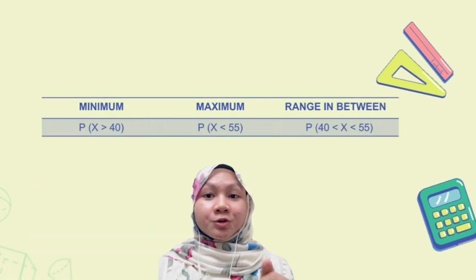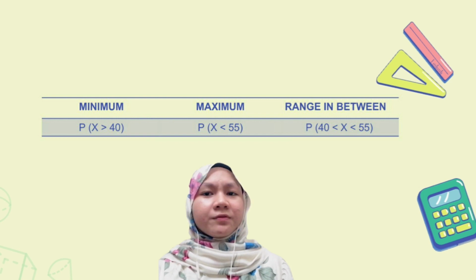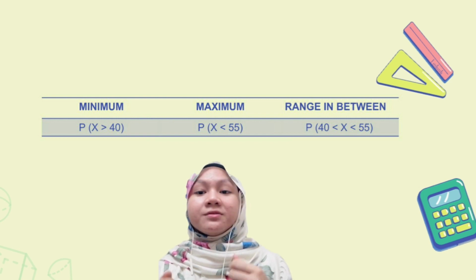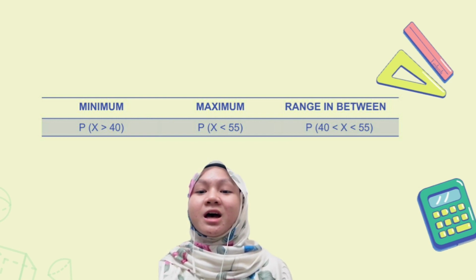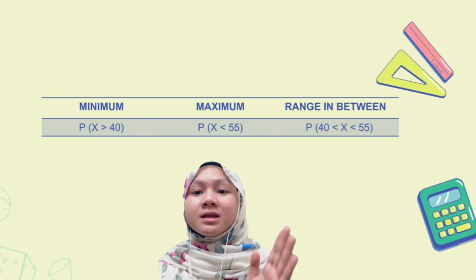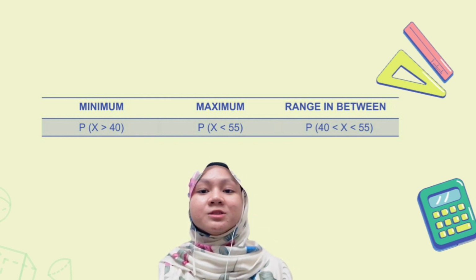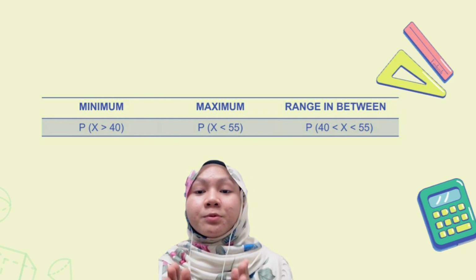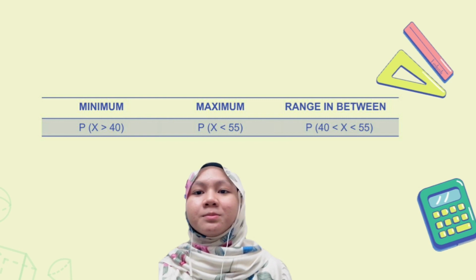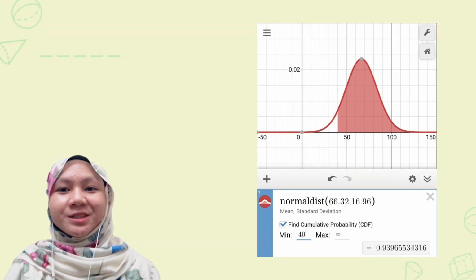Next, moving on to the range of probabilities. After having a discussion, we have decided our probability range. For minimum, the probability is bigger than 40. For maximum, the probability is smaller than 55, and for the range in between, the probability is bigger than 40 but smaller than 55. Let us focus on the first picture.